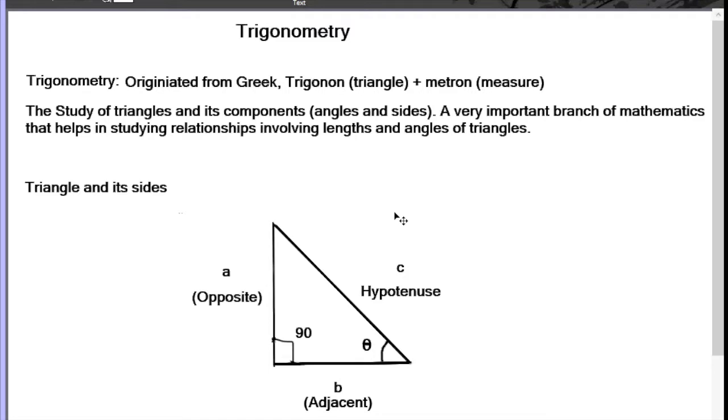But the full definition is the study of triangles and its components, angles and sides, and it's a very important branch of mathematics that helps in studying relationships involving lengths and angles of triangles.